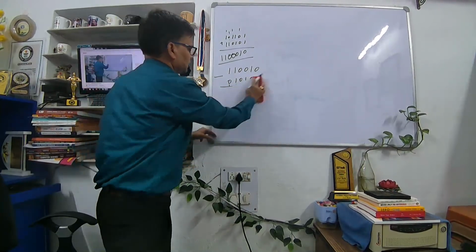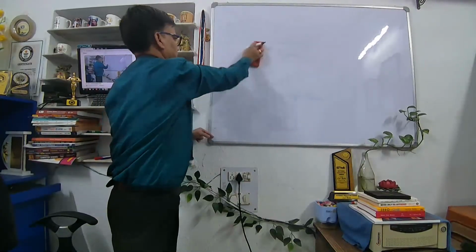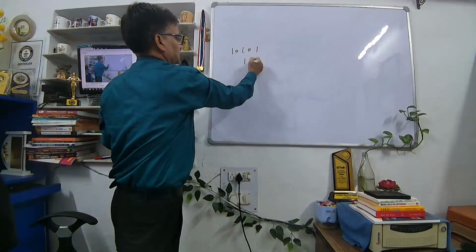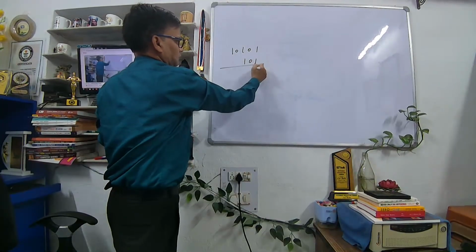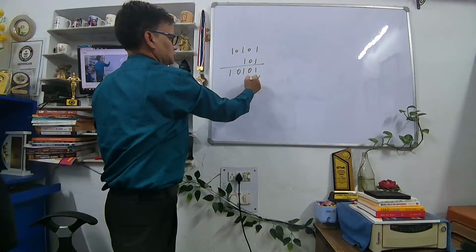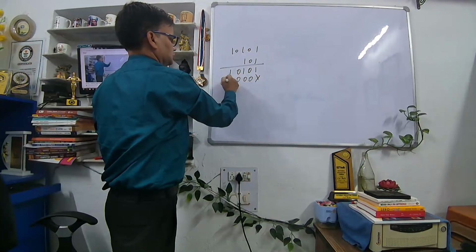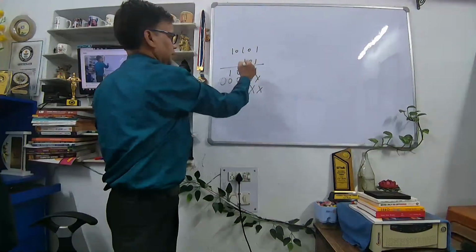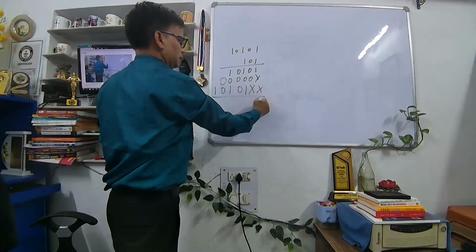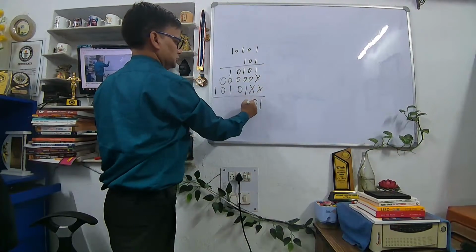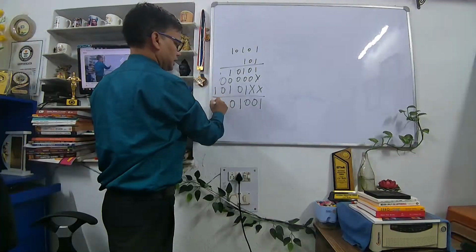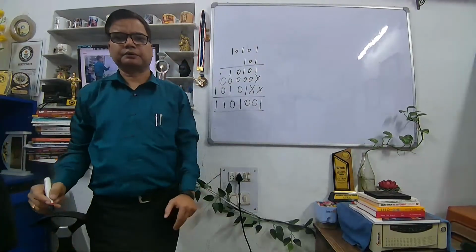Again, if we talk about multiplication, for example, if I say 10101 multiplied by 101, if it is 1, 1 0 1 0 1. Again 0, so 0 0 0 0 0. Again 1 0 1 0 1. The result is 1 0 0 1 0 1 0 1 and 1. So this is the multiplication.